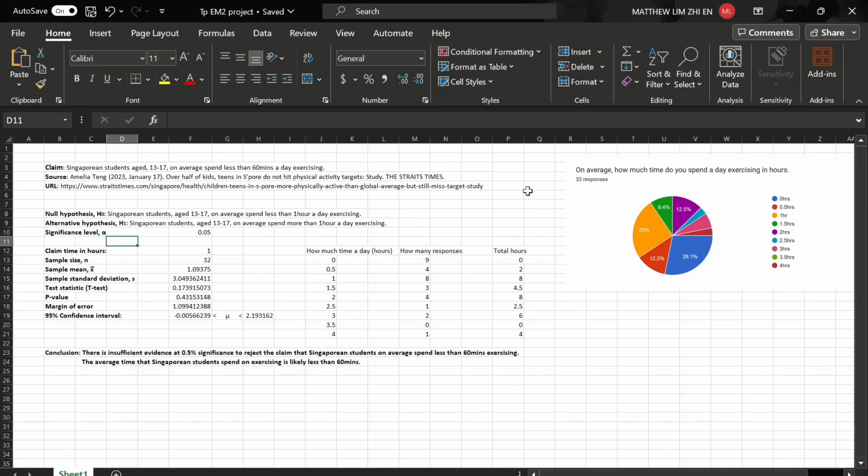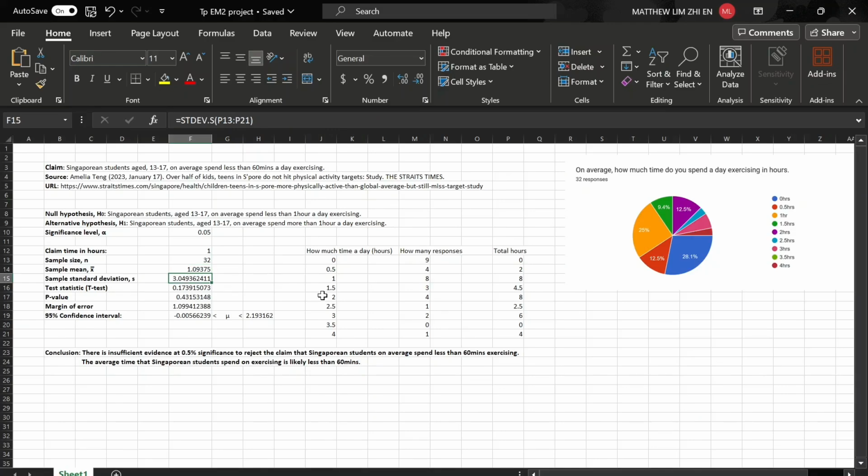Since the population standard deviation is not given, I will be using the t-test here. The data that I have collected can be shown here and in the chart here, and my sample size is 32. So in order for me to obtain the sample mean, what I did was I added the total hours and I divided it by the sample size, which was 32.